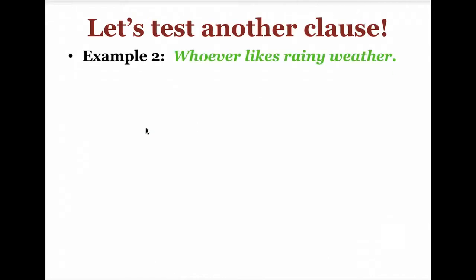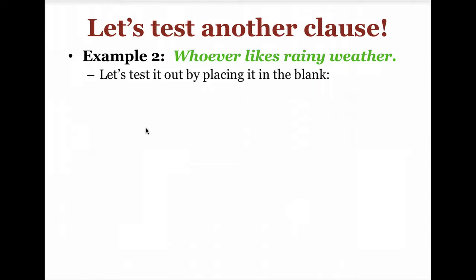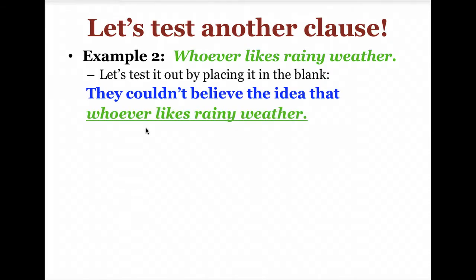Example 2. Whoever likes rainy weather. Okay, so this seems like it's almost as many words as the other one, so maybe it could be its own, maybe it's an independent clause too. Let's try it out. Let's place it in our blank. They couldn't believe the idea that whoever likes rainy weather.